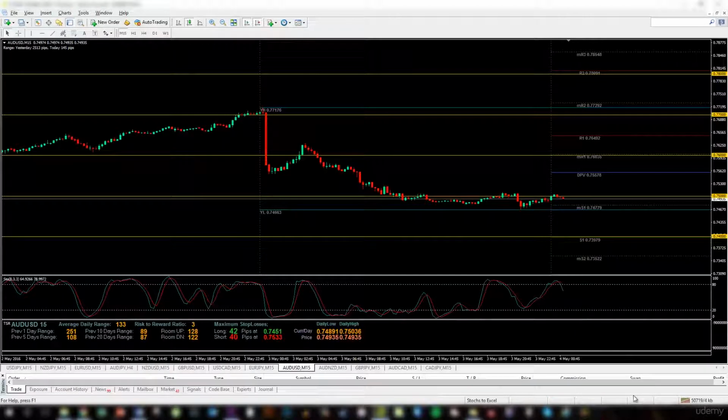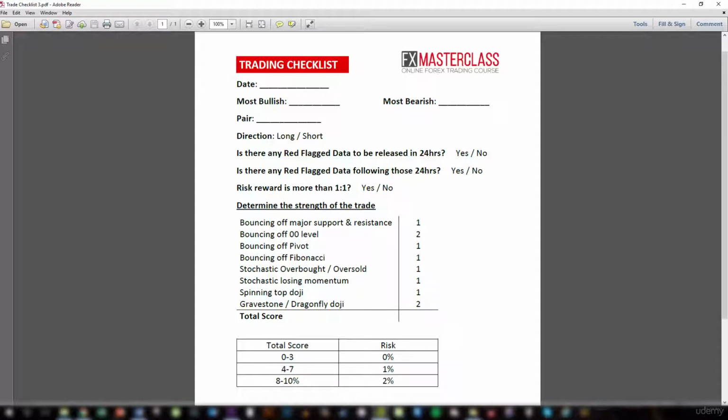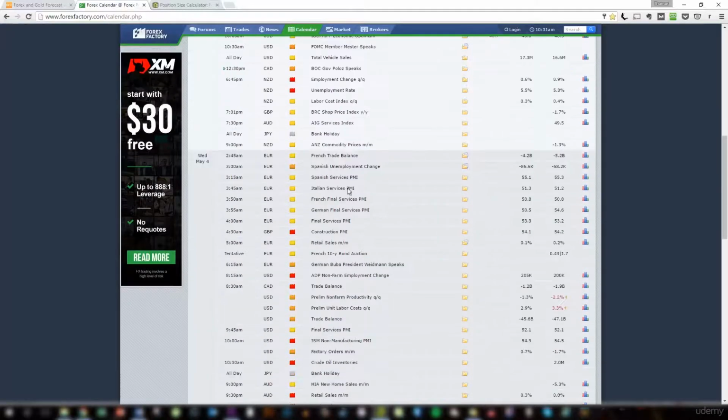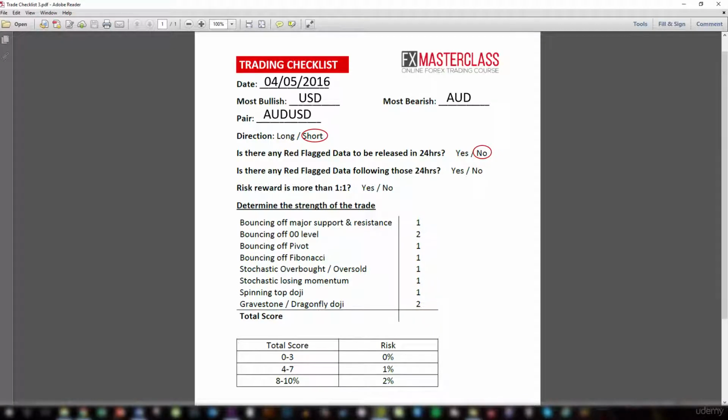Now take out that checklist and start filling it in. We've already done our fundamental analysis earlier, so right here I want you to fill in the pair and the direction that we will be aiming for. And now the next thing you're going to have to check is whether there is any red flag data for the next 24 hours. Now I saw earlier on the calendar, so I know the answer here is no. However, the 24 hours following that, there's going to be news, so we'll circle yes. Now we know we are going to be risking 60 pips for about 133 pips. So our risk-reward ratio here is about 1:2, which is definitely more than 1:1. Therefore, circle yes. Now, as long as your risk-reward ratio is a yes and there's no red flag data in the next 24 hours, you are set to go.